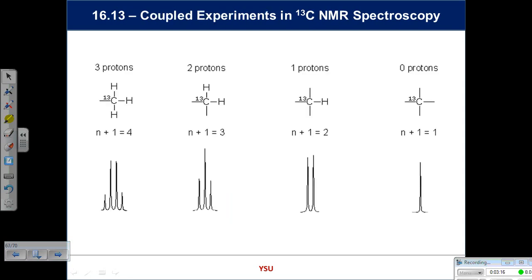So this is where we left off. This is the sort of new thing for today. You do get coupling. If you do not decouple your spectrum, which is a fairly simple experiment to do, you get shapes in the signals.